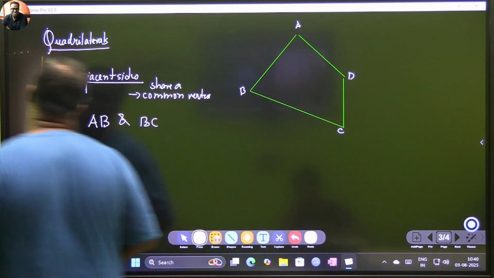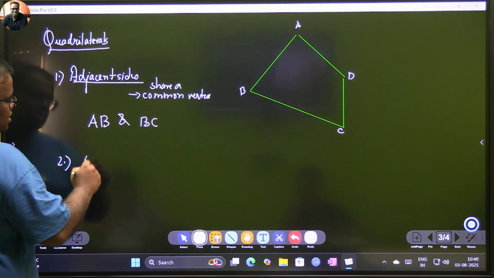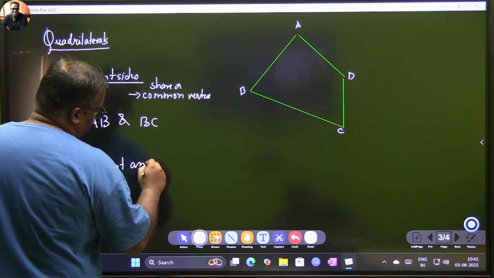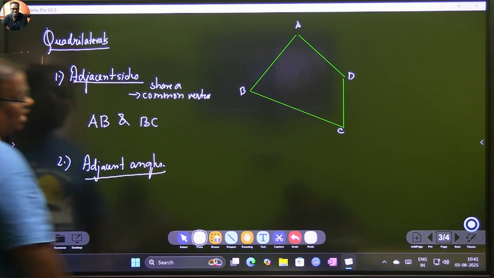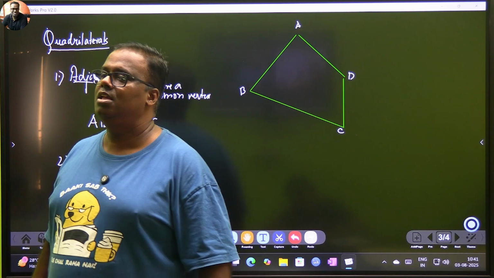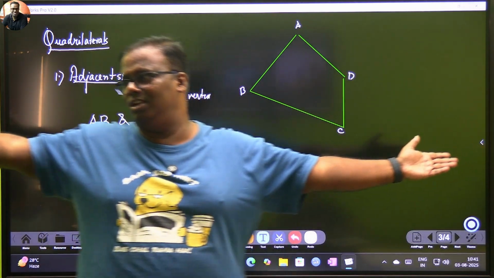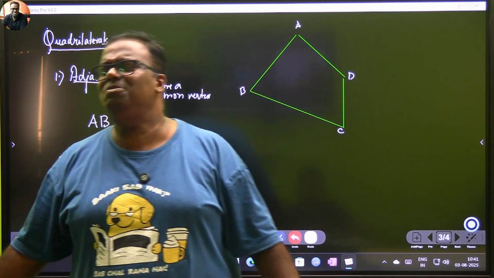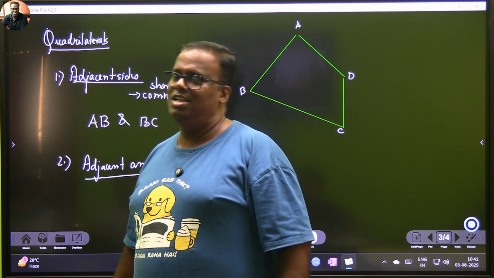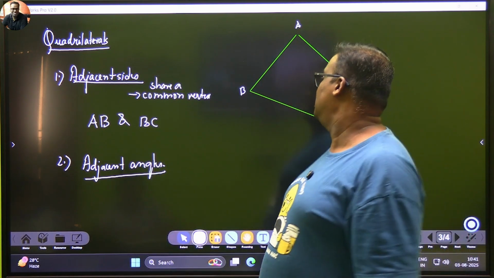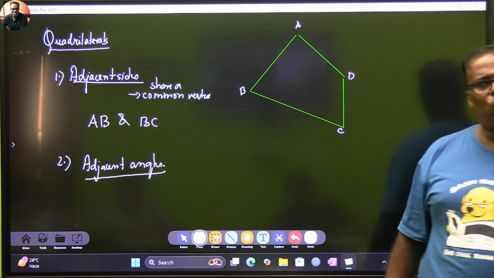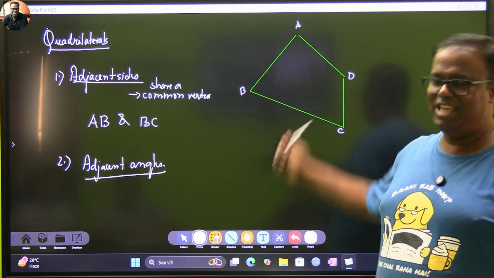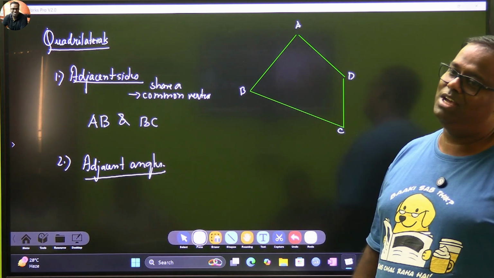Okay, let's come down now to something called adjacent angles. Look, adjacent angle is so simple. Look at me. I am a side of a quadrilateral. The two angles on either of my sides are called adjacent angles. Adjacent means neighbors. I am a side. Okay, now my first question. Is BD a side? No. So BD can never give adjacent angles. Is AB a side? Yes. So A and B are adjacent angles.